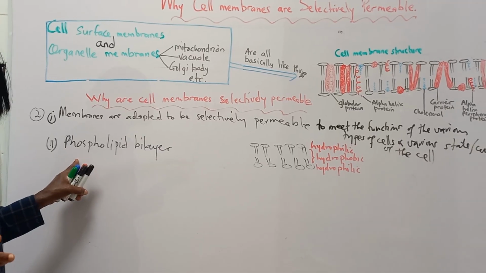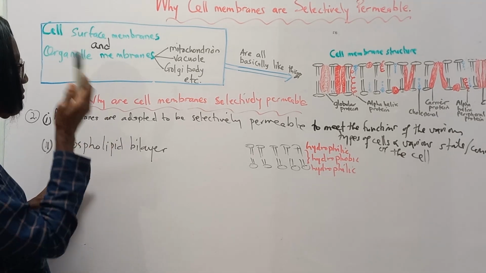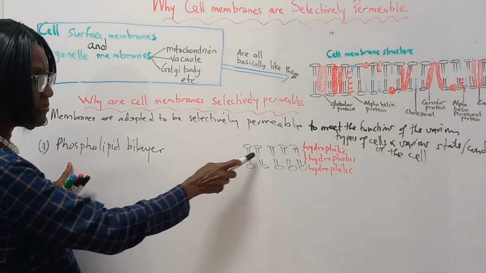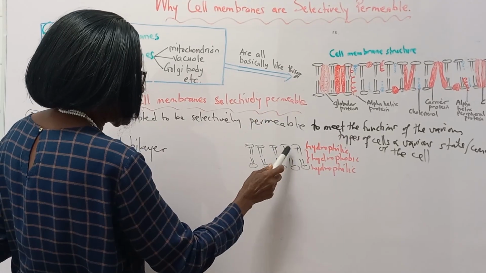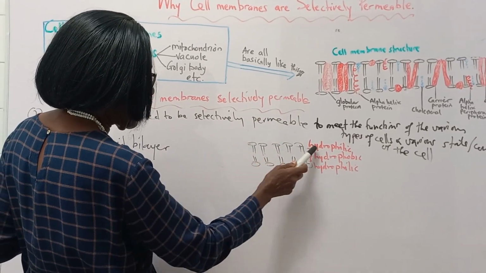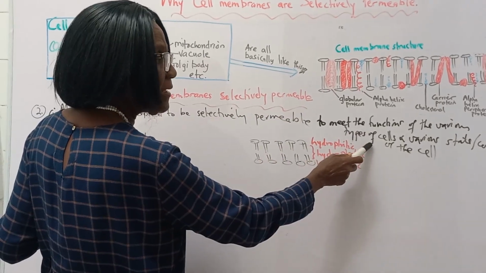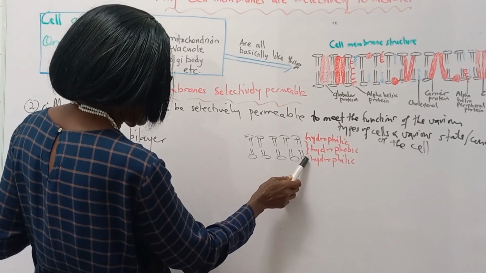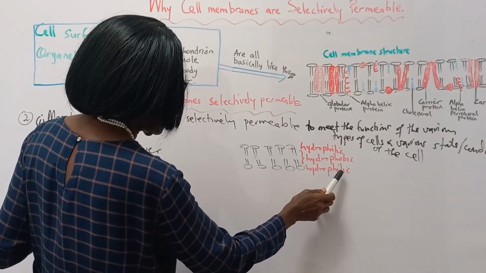So another major reason why cell membranes are selectively permeable is the phospholipid bilayer. You know the phosphate area here is hydrophilic, water-loving. The middle lipids are hydrophobic, and the inner phosphate is hydrophilic.